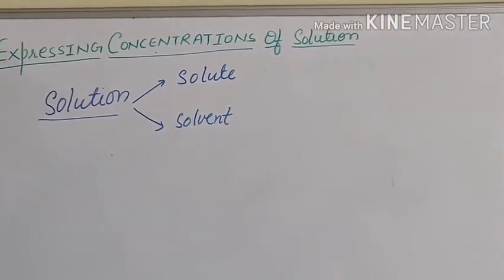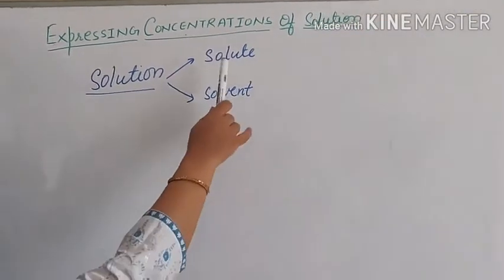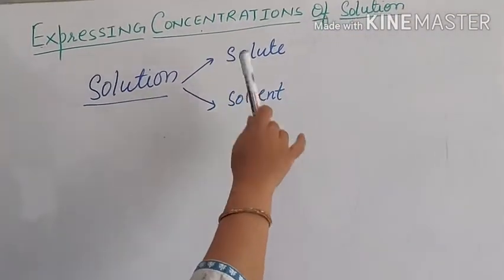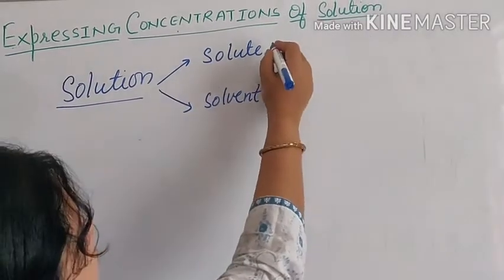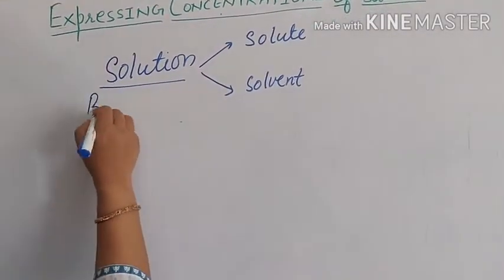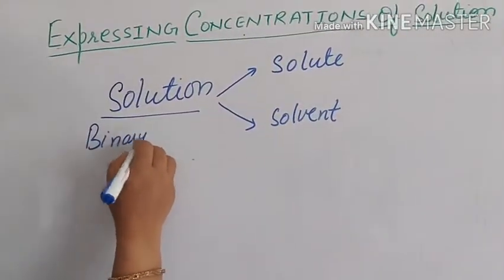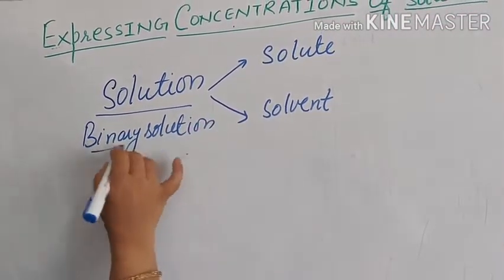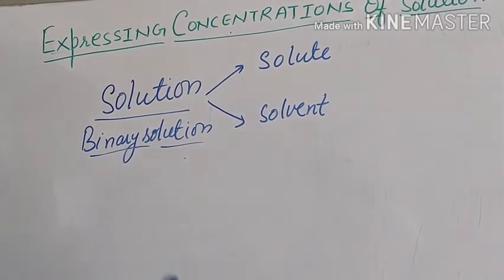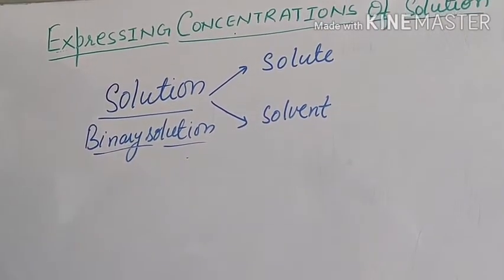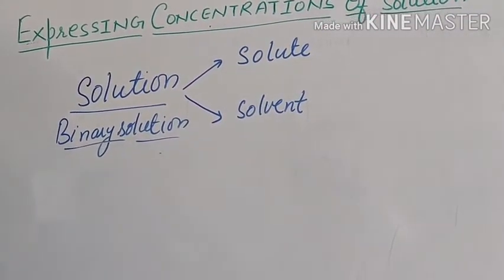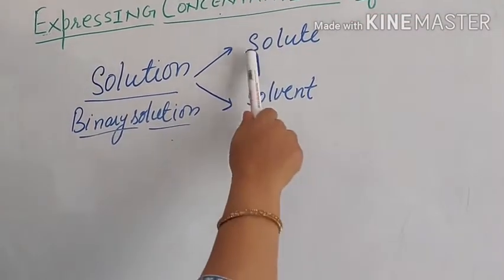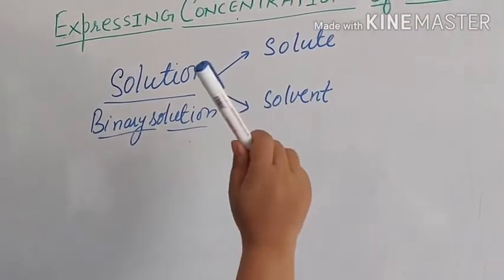So if a solution is made of a solute and a solvent, that is only two components, that solution is known as binary solution. So in class 11th we'll be talking about binary solutions. Binary solutions are those solutions which are a homogeneous mixture of two components, solute and the solvent.